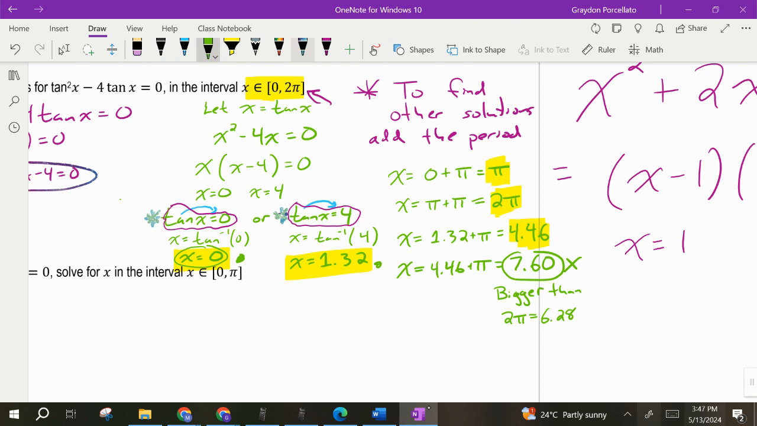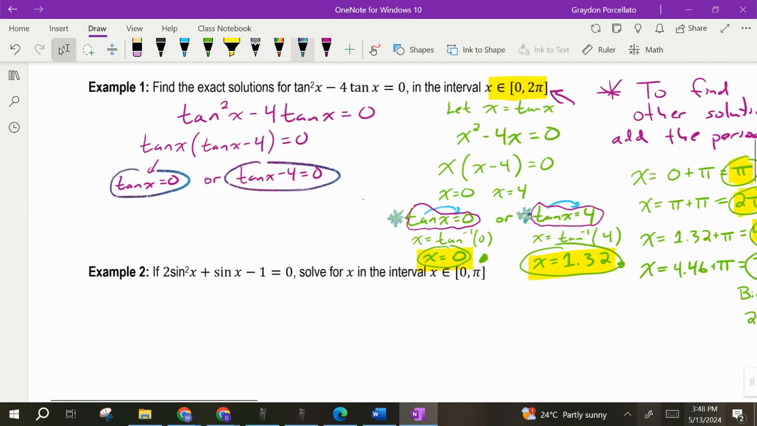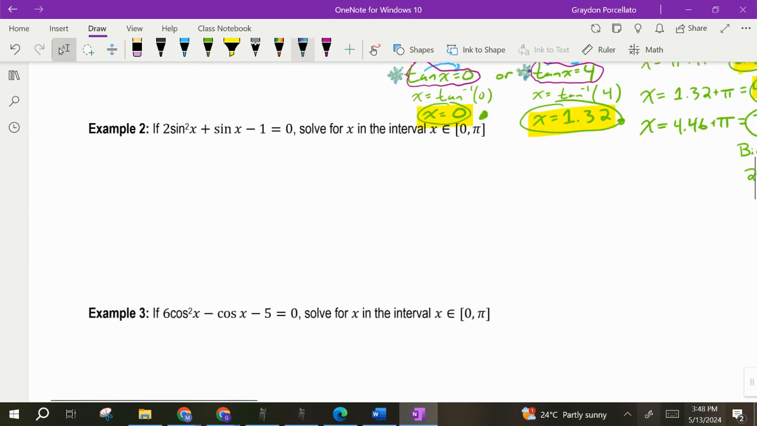2, 3, 4, 5. All my highlighted solutions are my solutions. Okay. So these questions are tricky because you can have multiple solutions. Okay. So let's take a look at our next one. All right, we'll go through another one here.